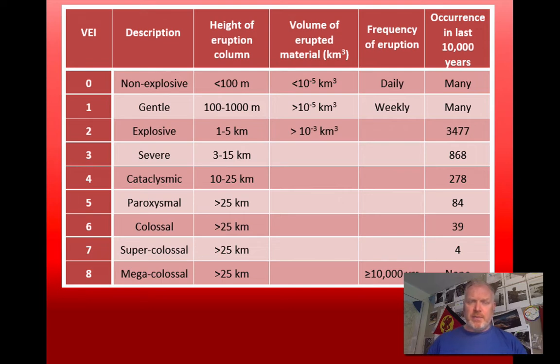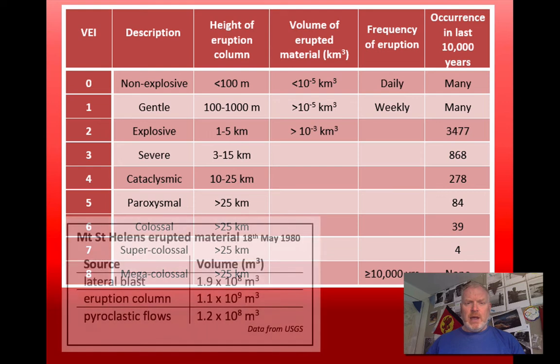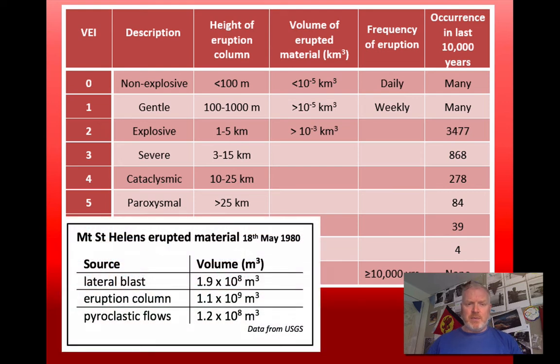Once you've done that, what I'd like you to do is look at Mount St Helens. You have a table there of the material that was erupted in the eruption of 18th of May 1980, both from the lateral blast, the eruption column, and also the pyroclastic flows that came. So to work out the VEI for Mount St Helens, we need to add together each of those values and compare that with the volume of erupted material.